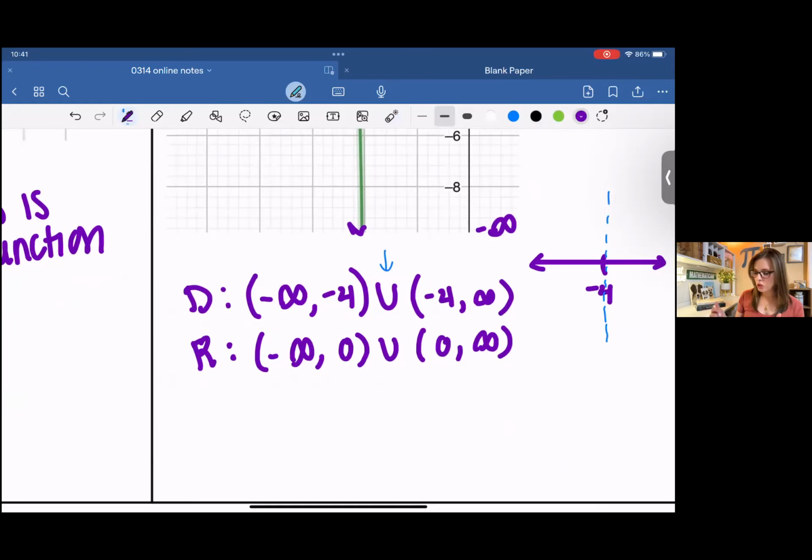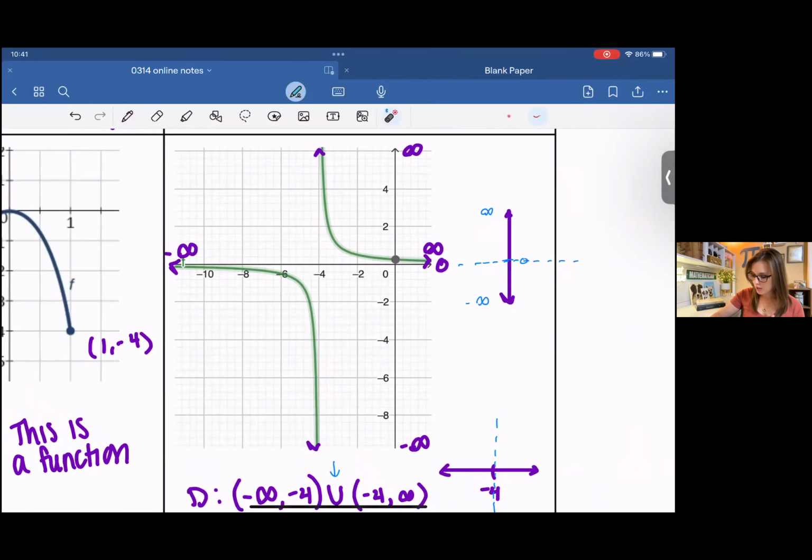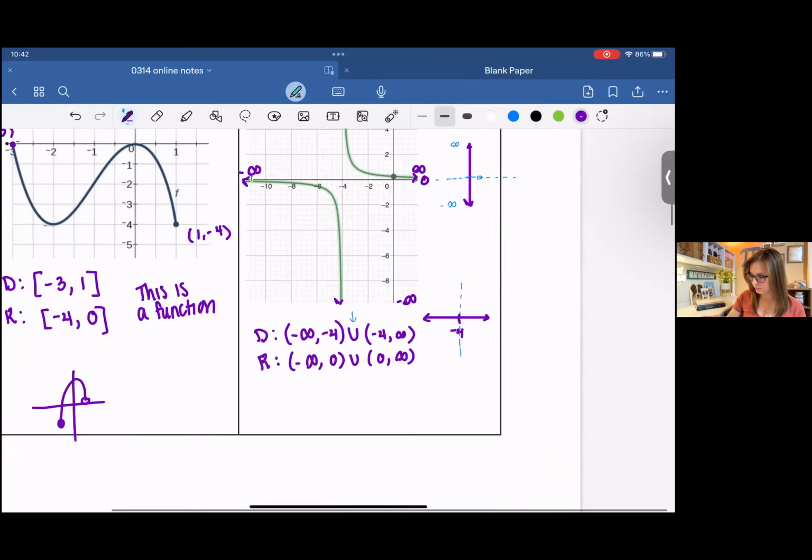And then, is this a function? If we do the vertical line test, we're good. You might think here, oh, it repeats, but remember, it doesn't equal -4. So we're good as far as x there. So yes, this is a function.